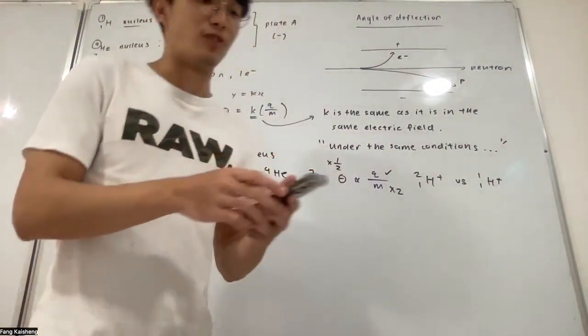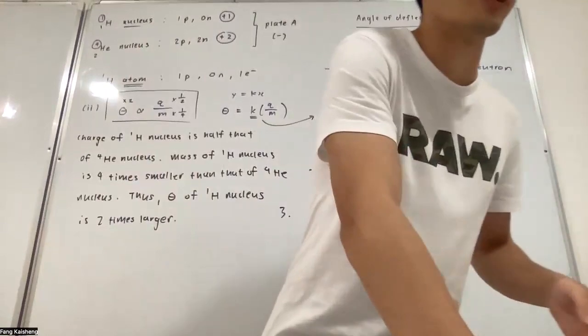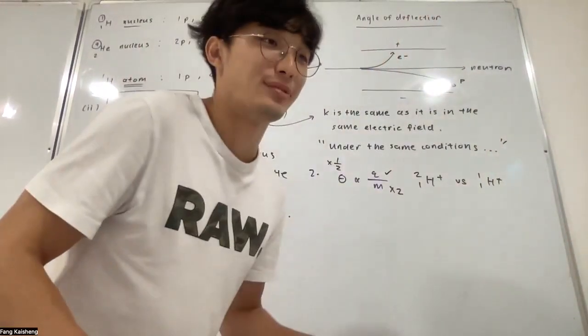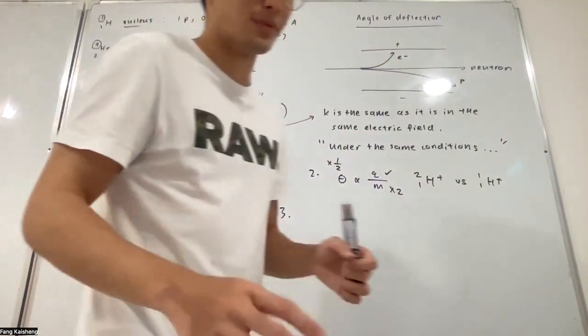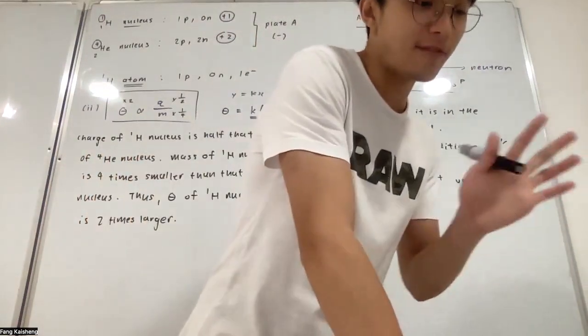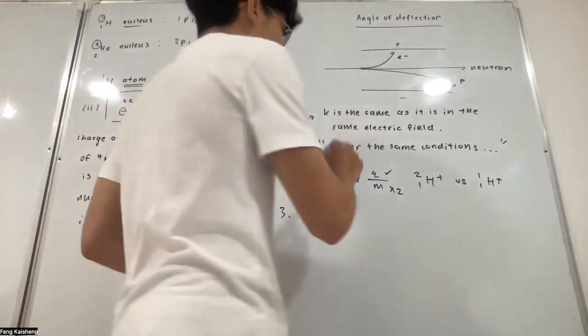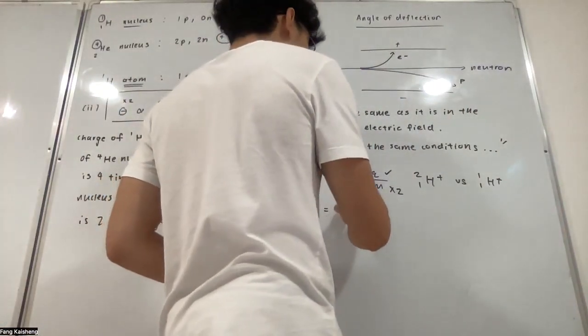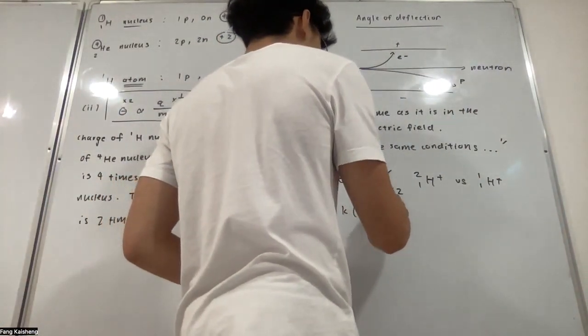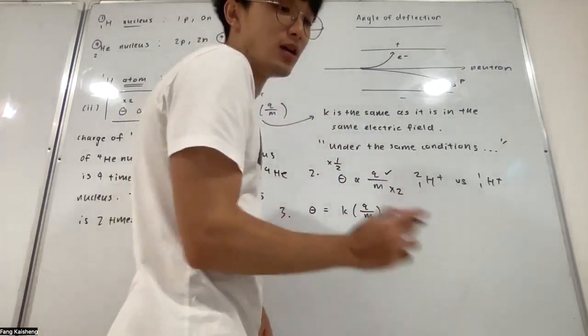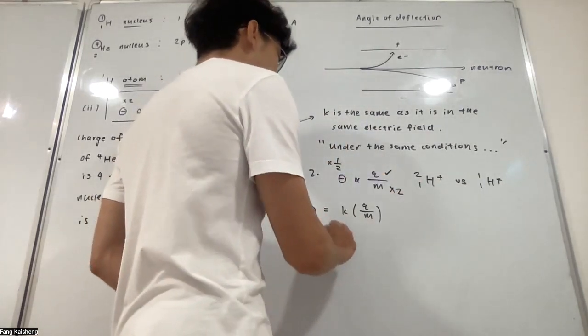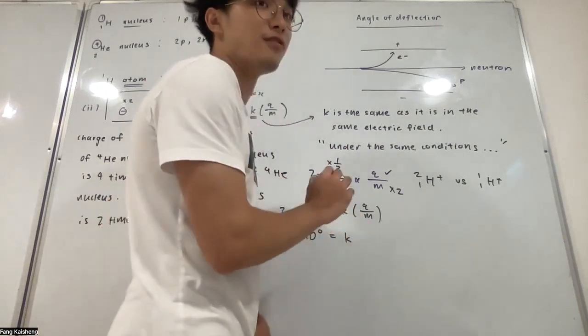So the answer on the top right should be 22.5. That's the error in your working, so that might be checked first. They gave us all the information for Helium, the Helium 3 plus. So if we take this formula, theta equals K Q over M. For Helium, they told us that the angle of deflection is 10 degrees. We don't know what K is, that's what we want to find first.